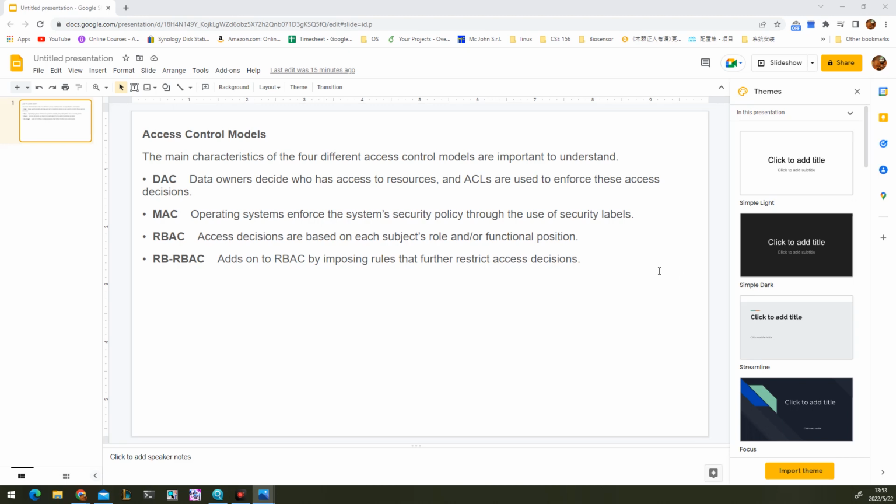It is secure because it focuses on the subject and the object. I mean, who can share what message or what information to the subject B. This is the mandatory asset control.